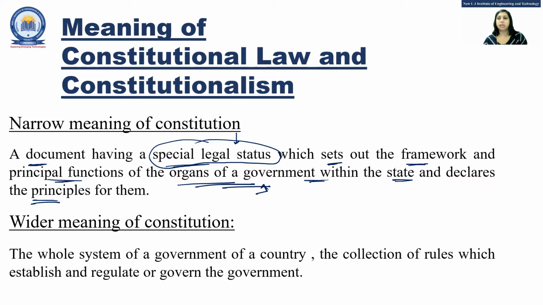The second one is the wider meaning of the constitution. Here, the whole system of government of a country, as well as the collection of rules which establishes and regulates or governs the government, everything is there in the constitution. In a summarized manner, we can say it is a collection of rules which establishes, regulates, or governs the government. How the government is formed, which work they have to do, as well as whatever work they are doing, also has some constraints, because then only will it work better. Everything comes under this constitution. That is how the wider meaning as well as the narrow meaning of the constitution are defined.